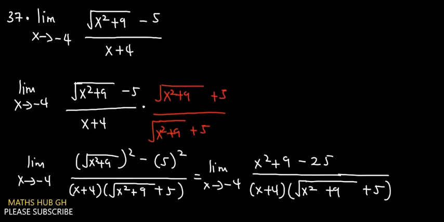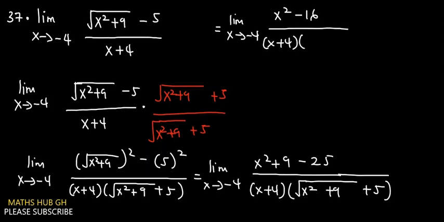So let's look at what you are going to have next. We are going to have the limit as x approaches minus 4 for x squared minus 16, because 9 minus 25 will give us minus 16. All this divided by x plus 4, bracket open, square root of x squared plus 9 plus 5. So let's rewrite the numerator.